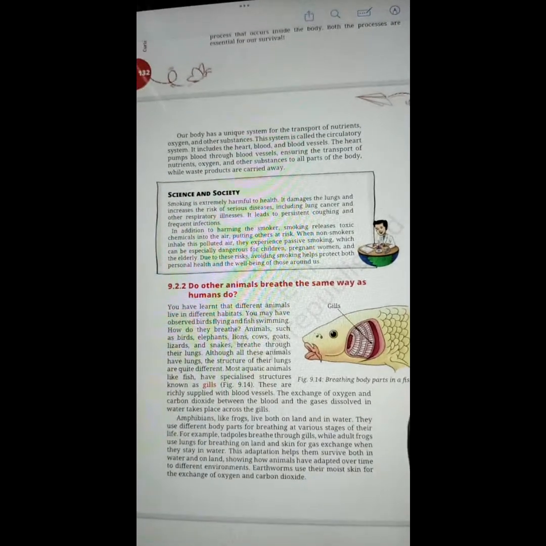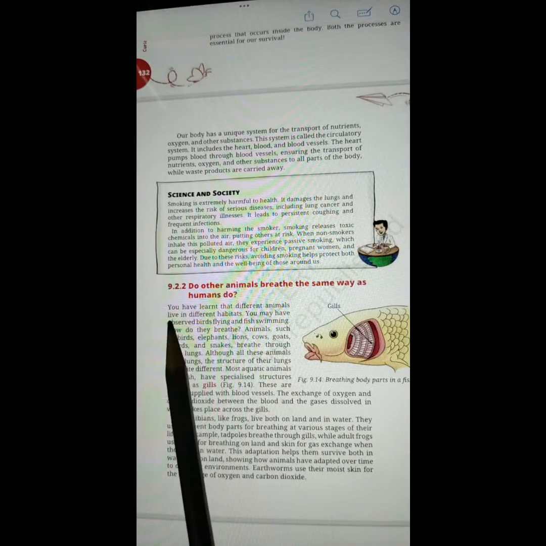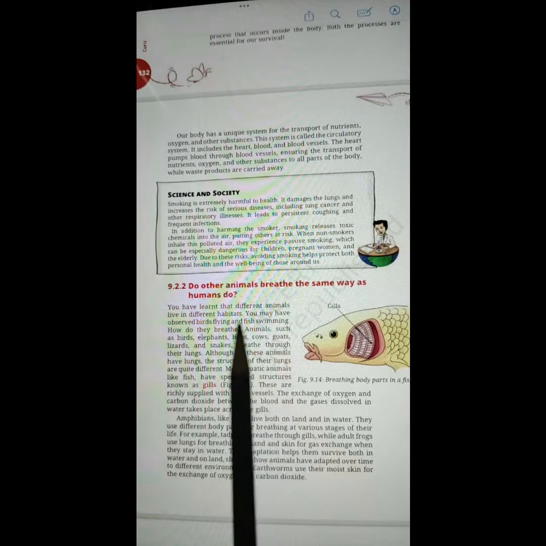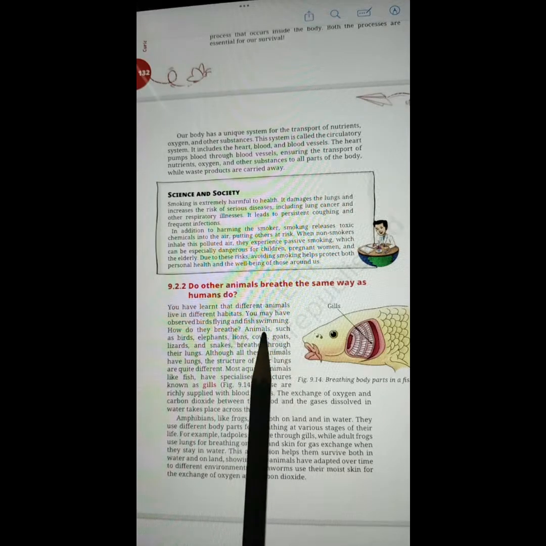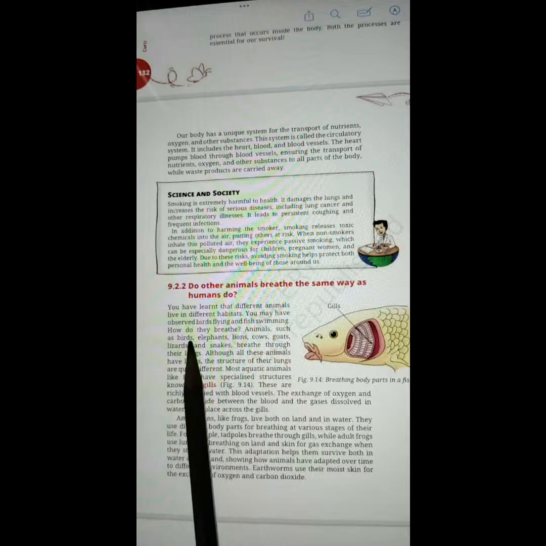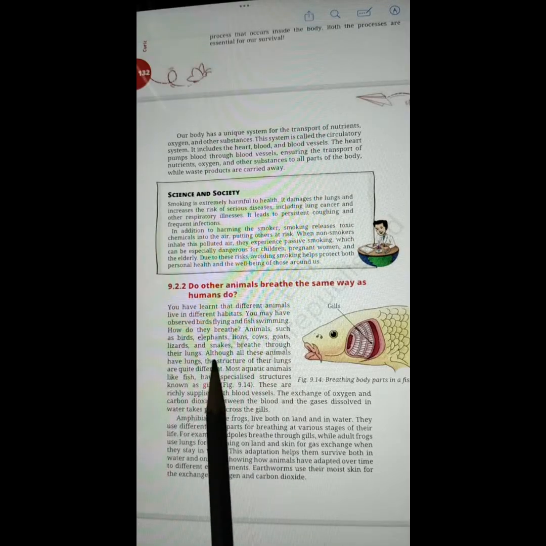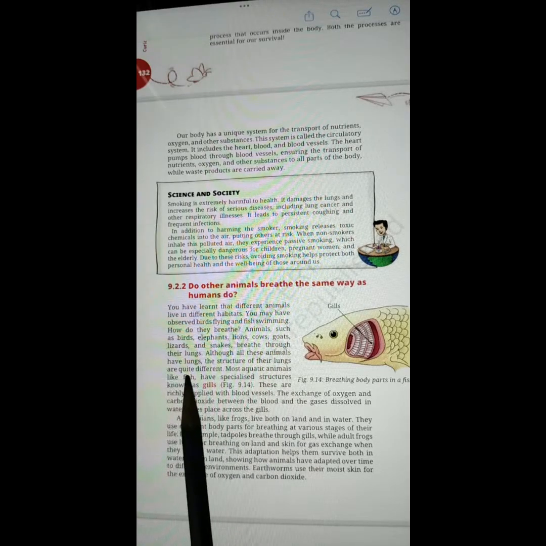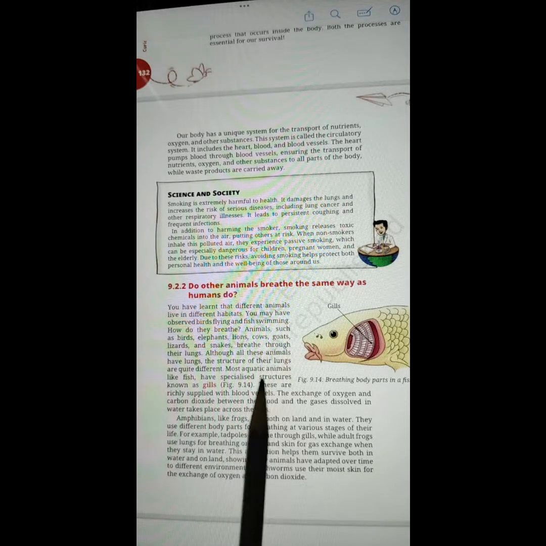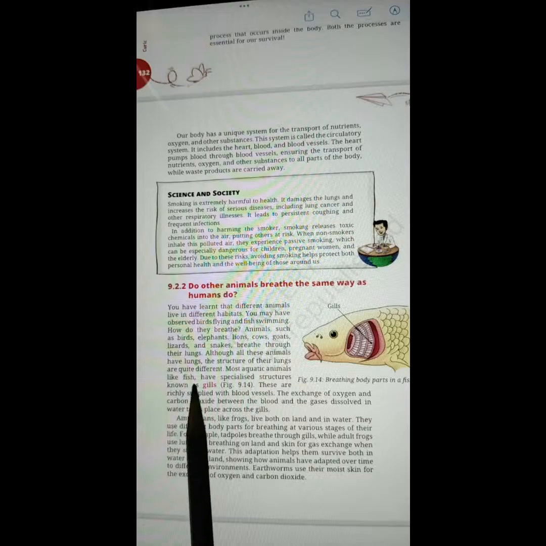9.2.2. Do other animals breathe the same way as humans do? You have learned that different animals live in different habitats. You may have observed birds flying and fish swimming. How do they breathe? Animals such as birds, elephants, lions, cows, goats, lizards, and snakes breathe through their lungs. Although all these animals have lungs, the structure of these lungs is quite different.